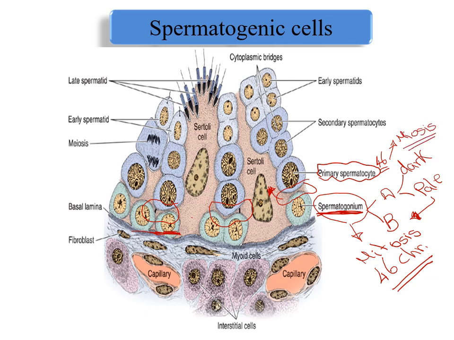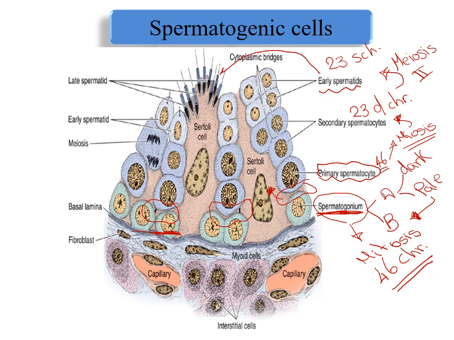So it would enter the S phase, and then it would give rise to the secondary spermatocyte, which is 23 D chromosomes, and go further into meiosis 2, and form early spermatids, which is 23 S chromosomes. The early spermatid would change its shape to form the late spermatid or the sperm.